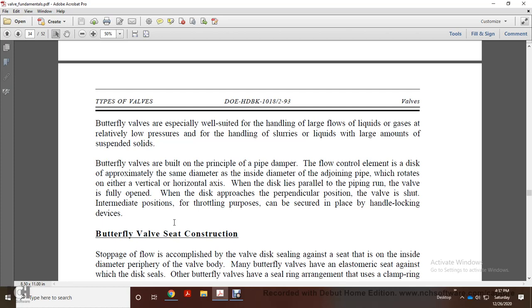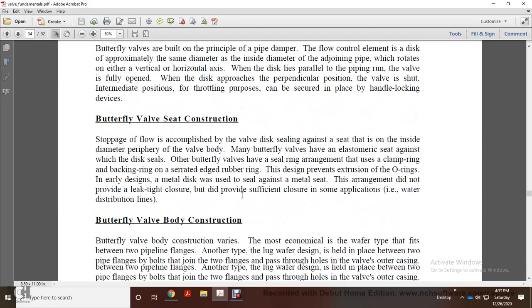Butterfly valves are built with the principal pipe at the diameter of the flow. The control element is a disc of approximately the same diameter as the inside diameter of the joining pipe, which rotates either vertically or horizontally. With the disc parallel to the piping run, the valve is fully open. With the disc in the perpendicular position, the valve is shut. Intermediate positions for throttling can be secured in place by a handle locking device.